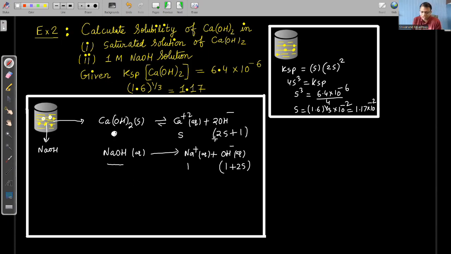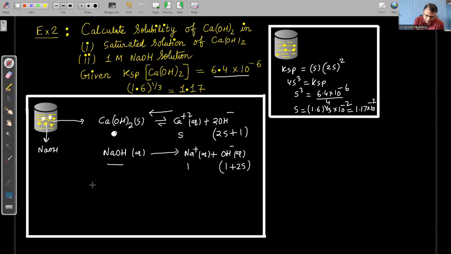Again the logic is, since calcium hydroxide is sparingly soluble, Ksp value is very small, means this reaction is moving in forward direction by a small amount. And because of this OH minus coming from NaOH, there is common ion effect. Because of this common ion effect, this reaction will further go in backward direction. So we can take an approximation. We can approximate that the value of 2s is very small with respect to 1. After taking approximation, we'll solve and we'll cross check that our assumption is correct or not.